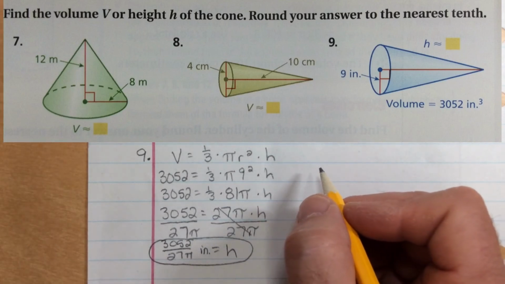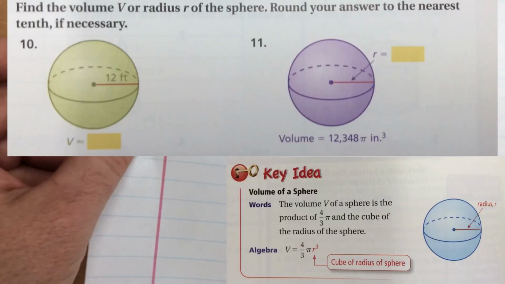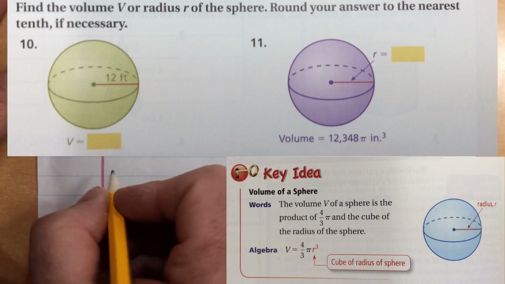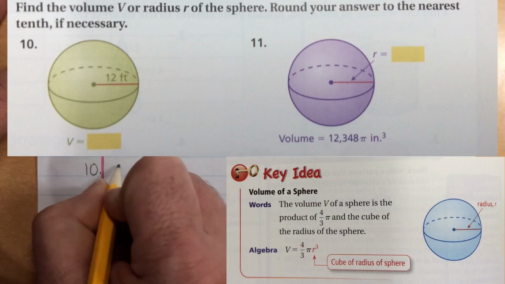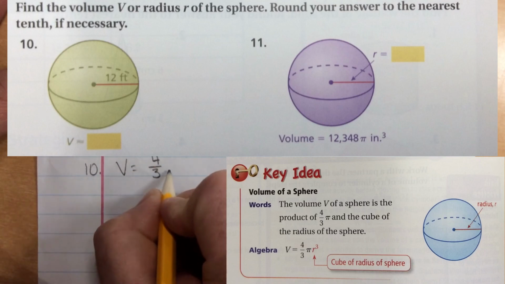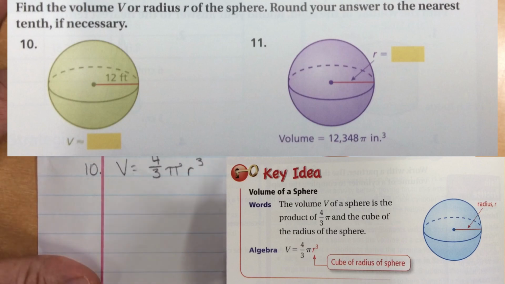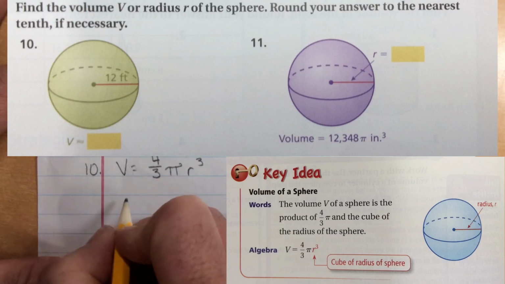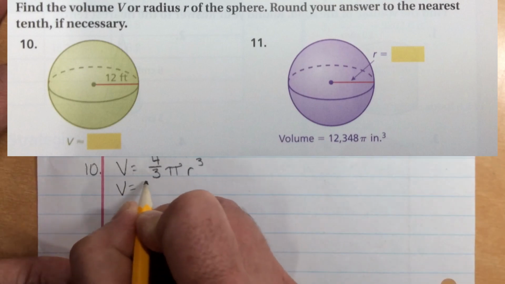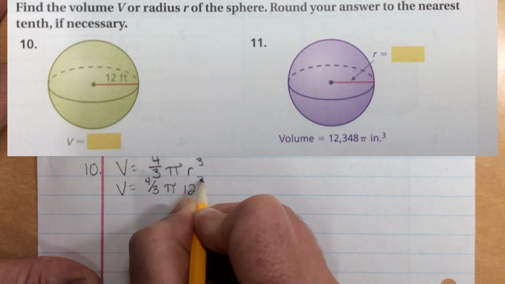And then number 10 is a different kind of problem. So I'm going to just scoot down. Number 10 is volume of a sphere. So for volume of a sphere, we have a different formula. Volume equals 4/3 pi r cubed. And on number 10, the radius is 12. So we have volume equals 4/3 pi 12 cubed.